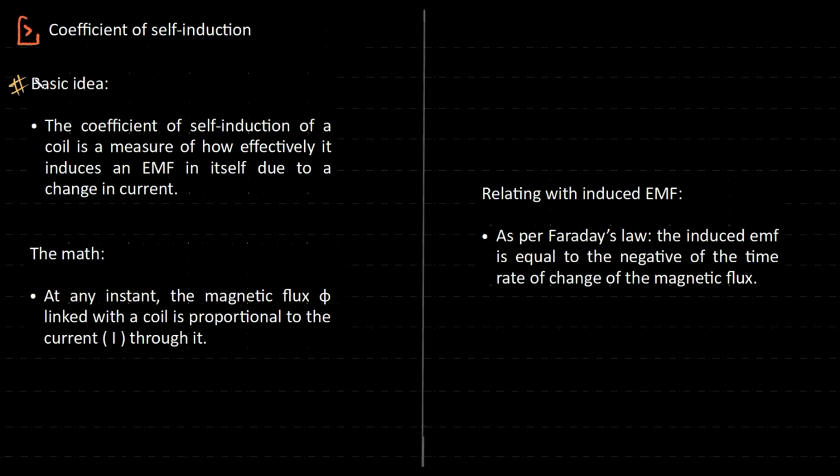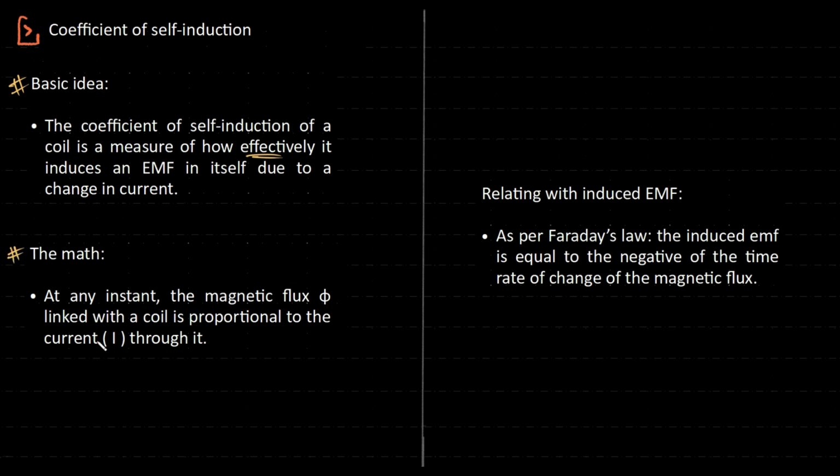How effectively this back EMF opposes the existing change? Whatever change is happening at that moment of time, how much does it oppose? How effective is it in opposing the change? To give it a mathematical dimension, we have a term called the coefficient of self-induction. So the coefficient of self-induction of a coil is the measure of how effectively it, as in the wire, induces an EMF in itself due to the change in current.